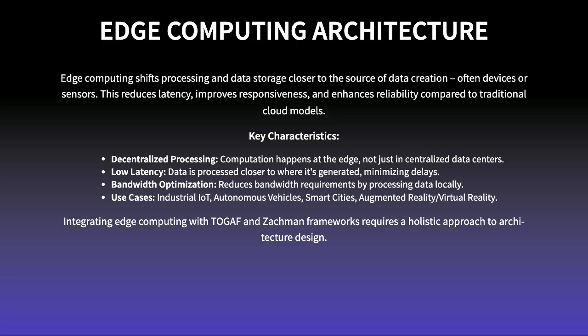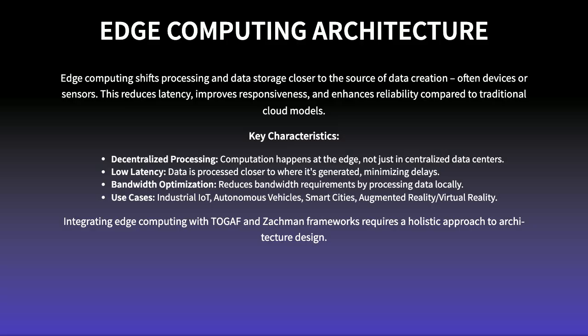Okay, let's talk about edge computing architecture. Basically, instead of sending your data back to the cloud for processing, we're starting to do some of that work right where it happens, closer to the devices or sensors creating the data. This dramatically cuts down on lag, which is super important for things like self-driving cars or industrial automation. It also reduces how much data needs to be sent over networks, saving bandwidth and money.